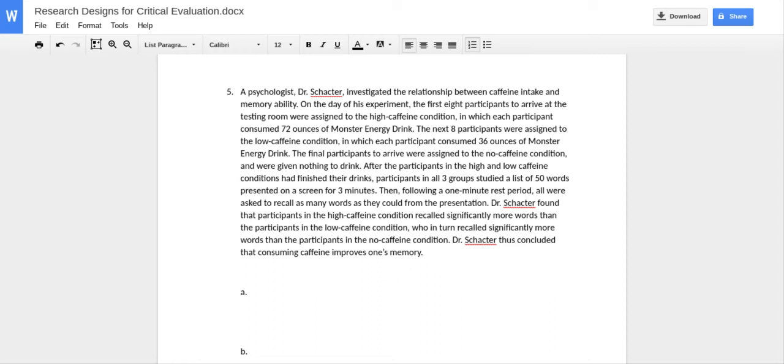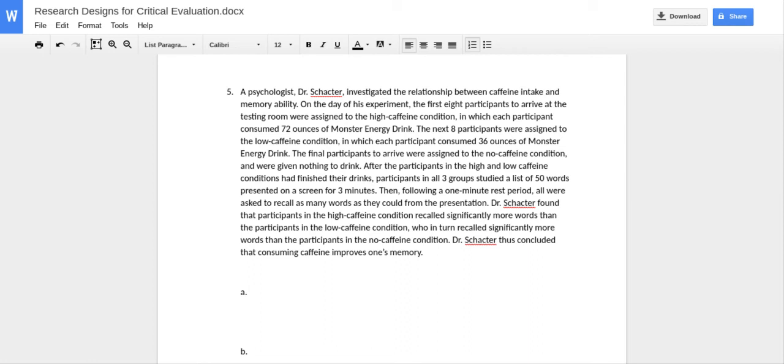On the day of his experiment, the first 8 participants to arrive at the testing room were assigned to the high caffeine condition, in which each participant consumed 72 ounces of Monster Energy drink. The next 8 participants were assigned to the low caffeine condition, in which each participant consumed 36 ounces of Monster Energy drink. The final participants to arrive were assigned to the no caffeine condition and were given nothing to drink.